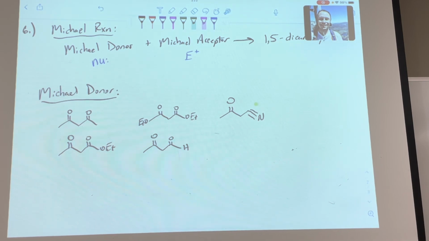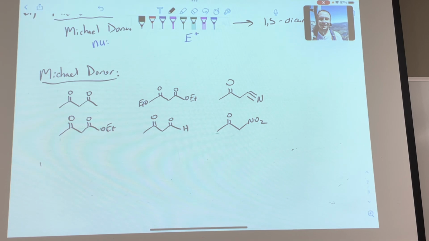Remember, the nitrile group is a strong electron withdrawing group. You can see something like that. The nitro group is also a very strong electron withdrawing group. Okay? So it doesn't have to be a dicarbonyl compound. You just need to have an alpha position sandwiched between two strong electron withdrawing groups.